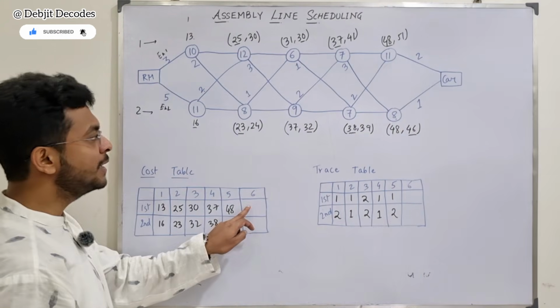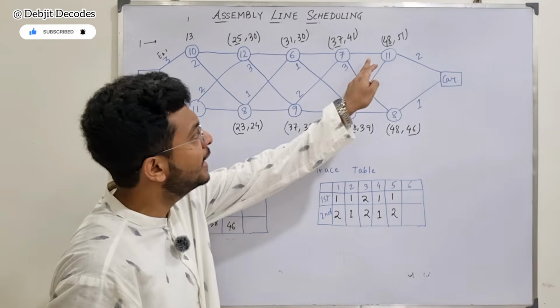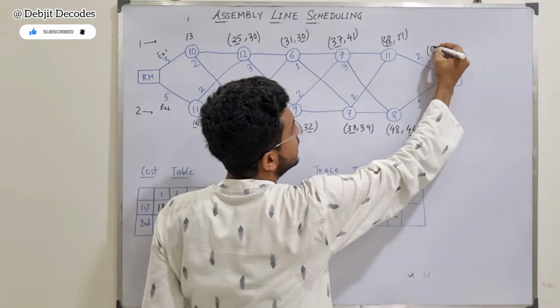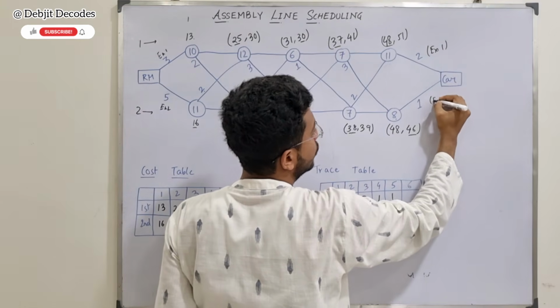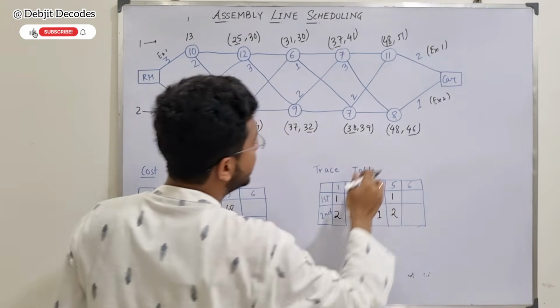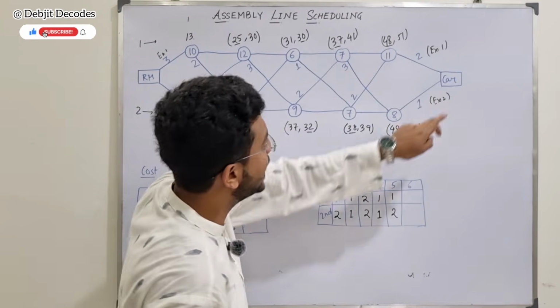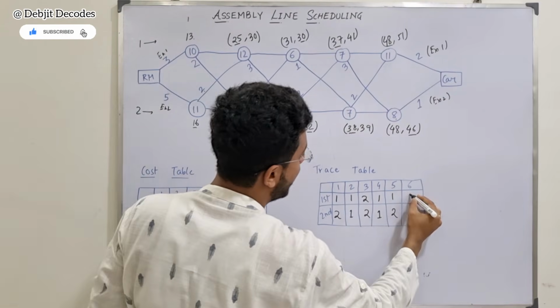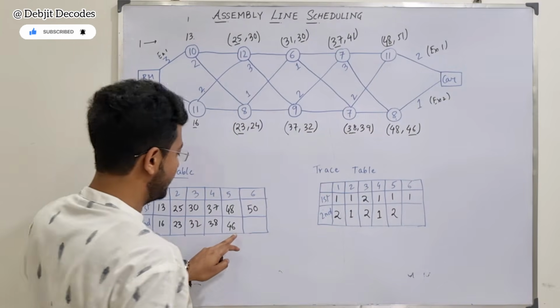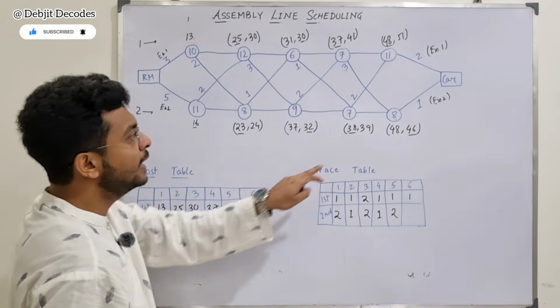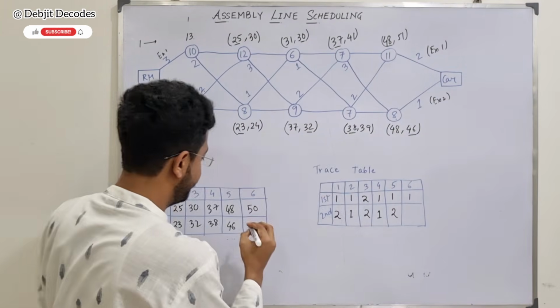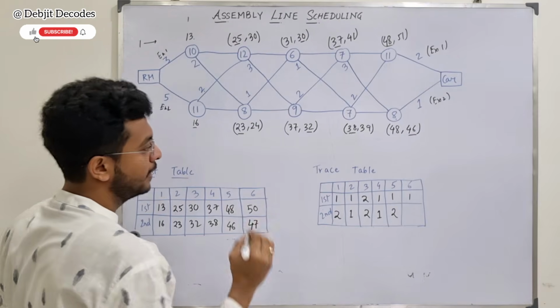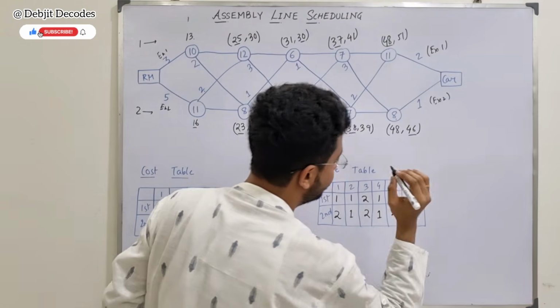Next, if you check this one, this is nothing but the exit time. This is EX1 suppose, and this is EX2. Now if you check this one, this will be 48 plus 2, that is 50, and it is going to say 1, obviously from the first, only the option is left, and here it will be 46 plus 1, that is 47, and here also it is coming from 2.